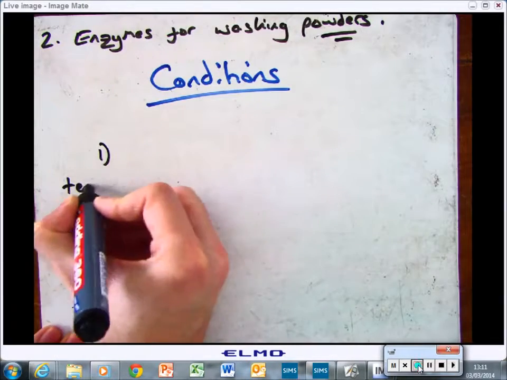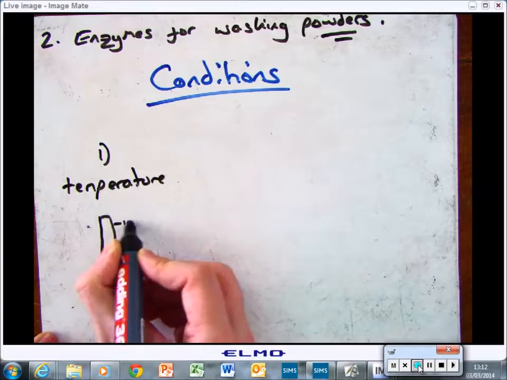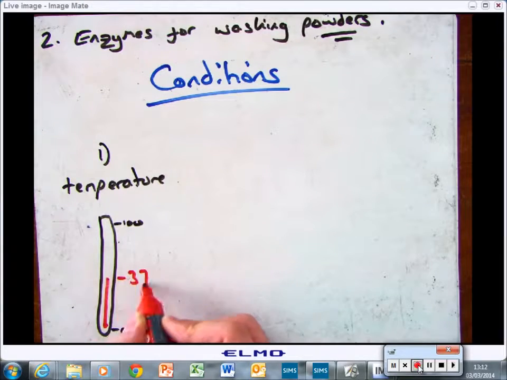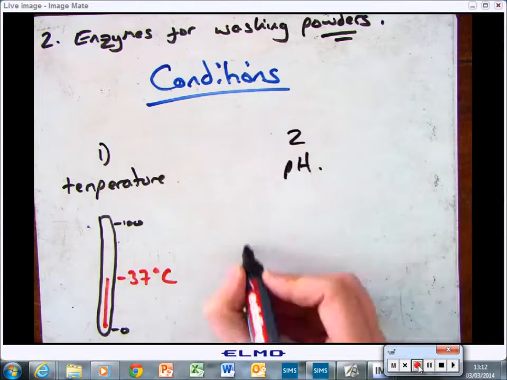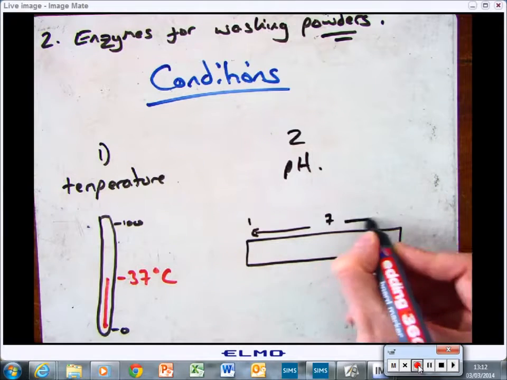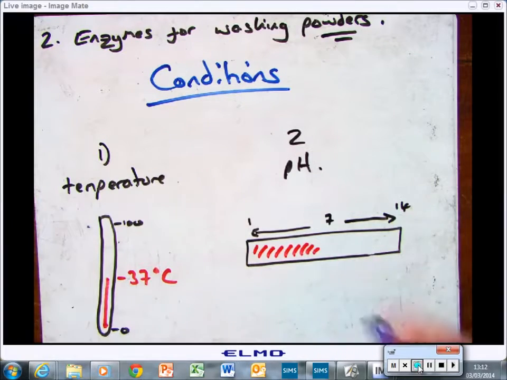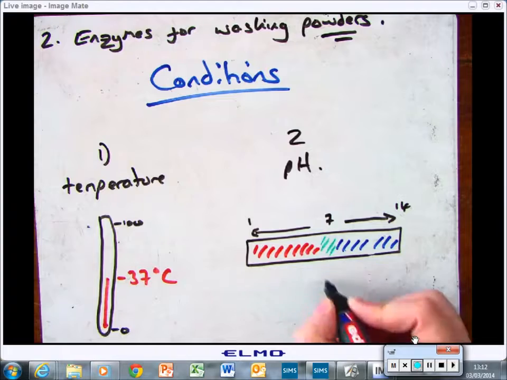One of the major advantages of using these enzymes then is that biological washing powders can be more effective at lower temperatures, so around 30 degrees, which is better than non-biological washing powders, and they also work best at pH 7, which is neutral, which is usually tap water.